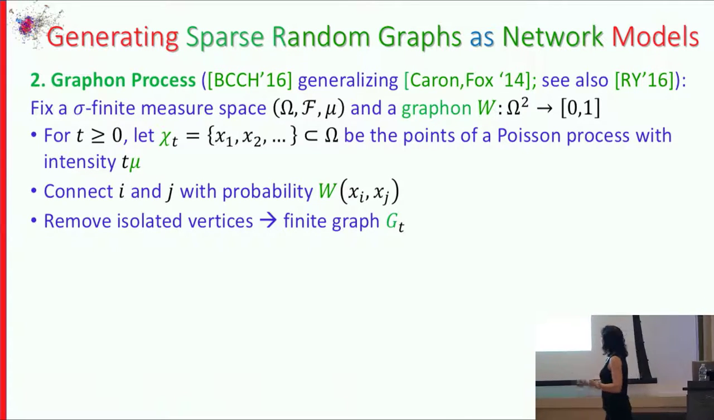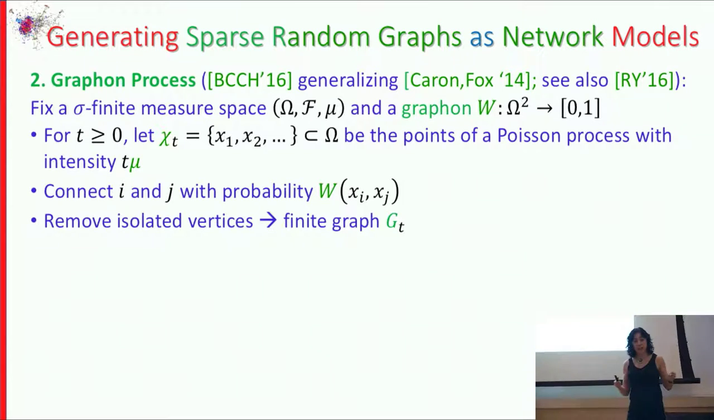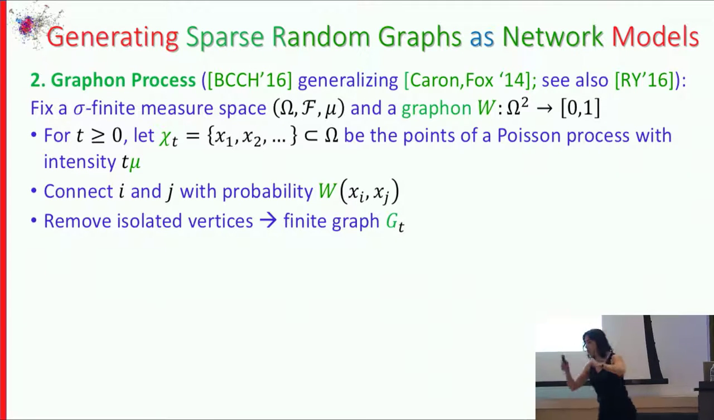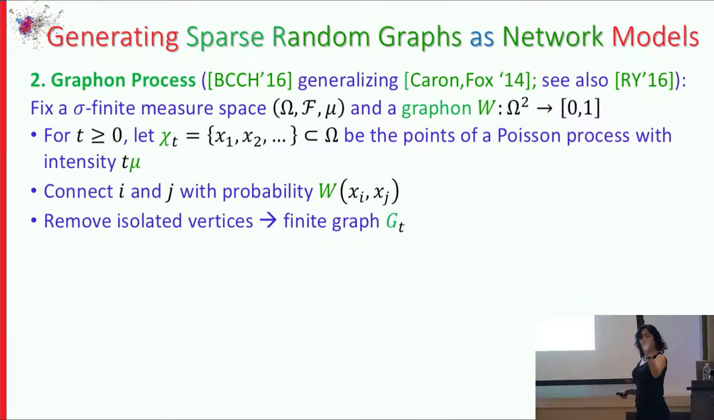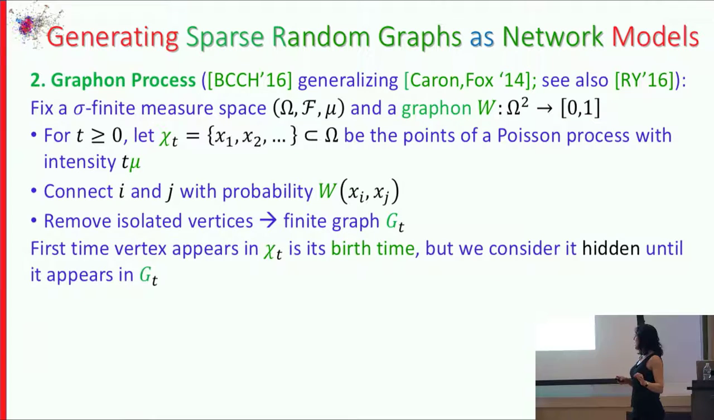So we generate Poisson points with a certain intensity, and then I connect those points. I've given you this function W. I connect the points by sticking in all n squared possible pairs and getting probabilities and flipping coins, and then I remove the isolated vertices. The first time a vertex appears, I'm going to say is its birth time, but I'm going to consider it hidden until it actually gets connected to somebody else.